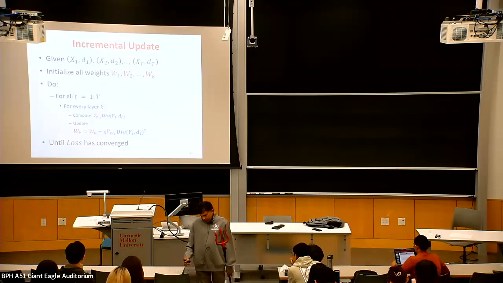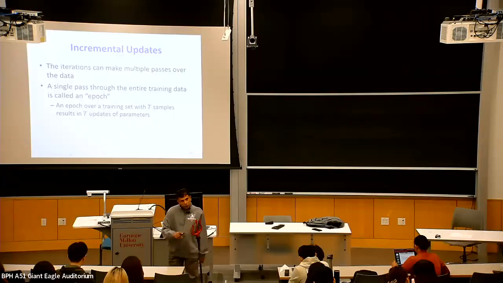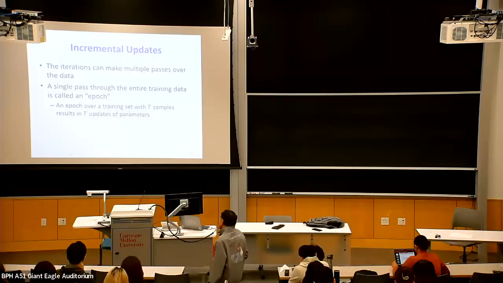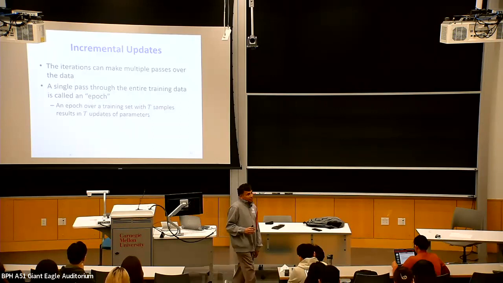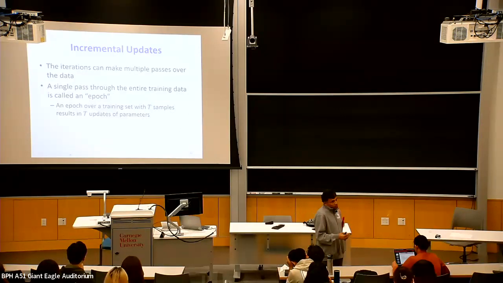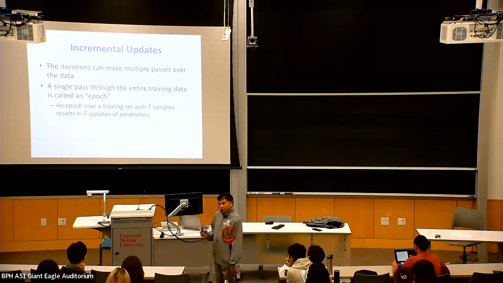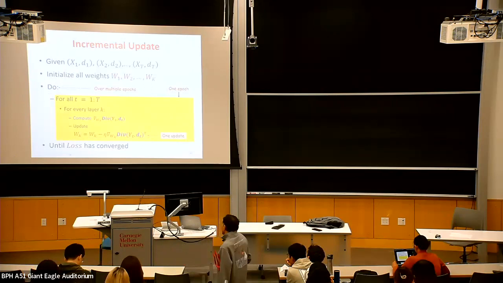Now, we can do this, and you don't just perform one pass over the data. You'd be passing over the entire data set each time. In the standard terminology of neural networks, we call one pass over the entire training data an epoch. But the optimization folks might have a different term. These are just terminology, right? So an epoch over a training set with t samples results in t updates of parameters, because after each training sample, you're making an update. So if you have t training samples, you will make t updates.